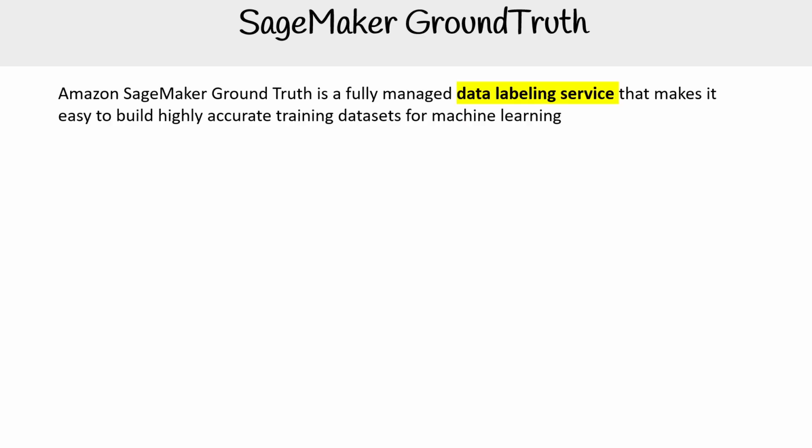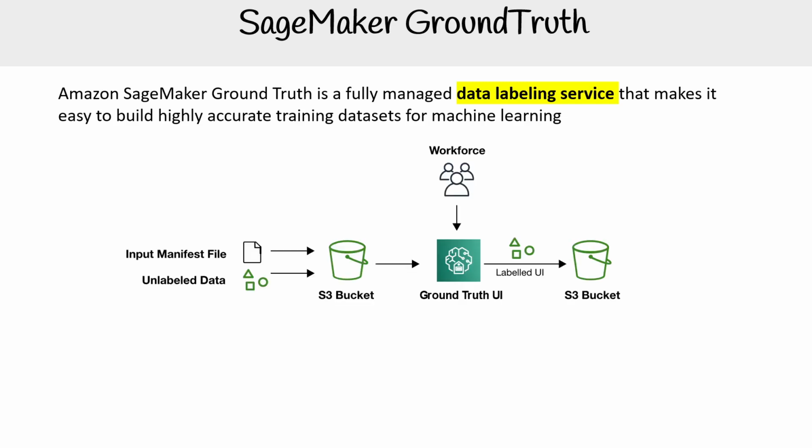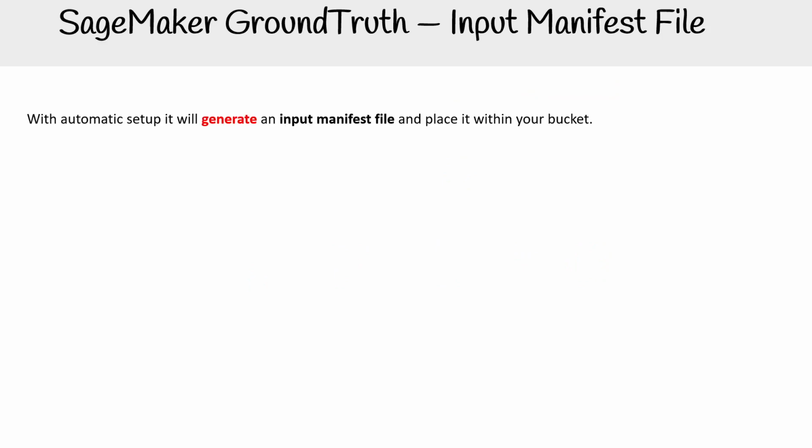All right, so SageMaker Ground Truth is a fully managed data labeling service that makes it easy to build highly accurate training data sets for machine learning. So here's kind of a visual of how it might work, but the idea is that you have this workforce that is working with your data to label it. Let's talk about the input manifest file.